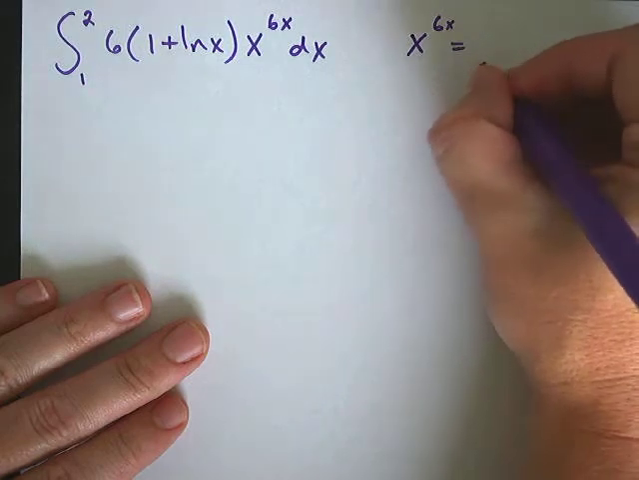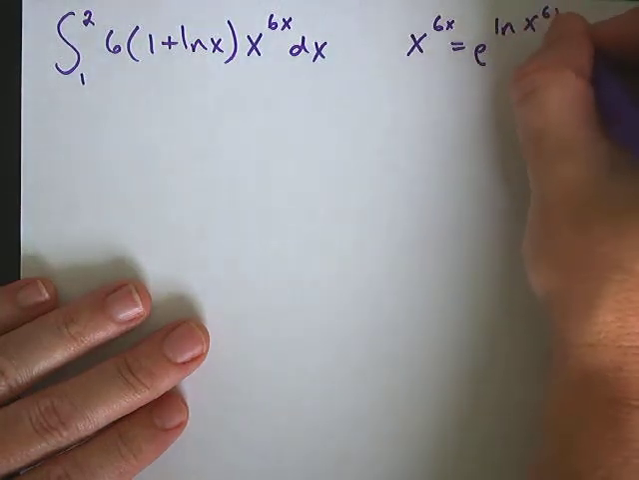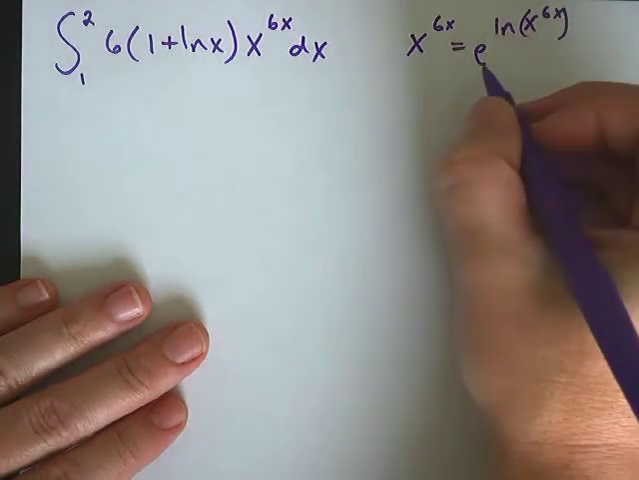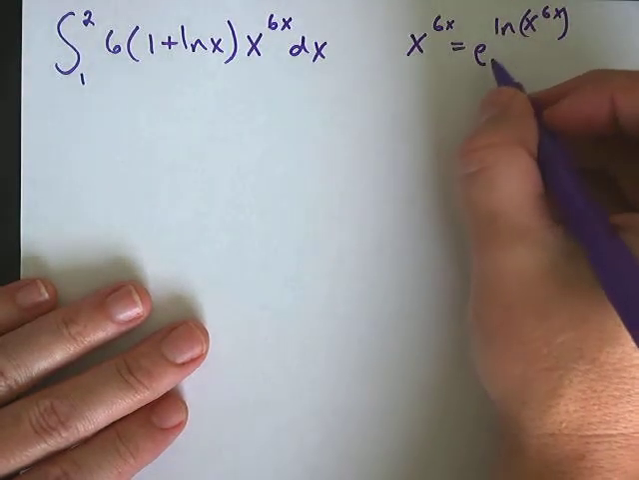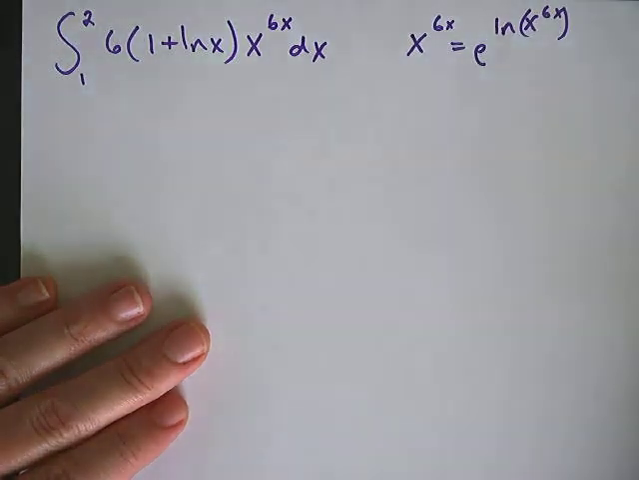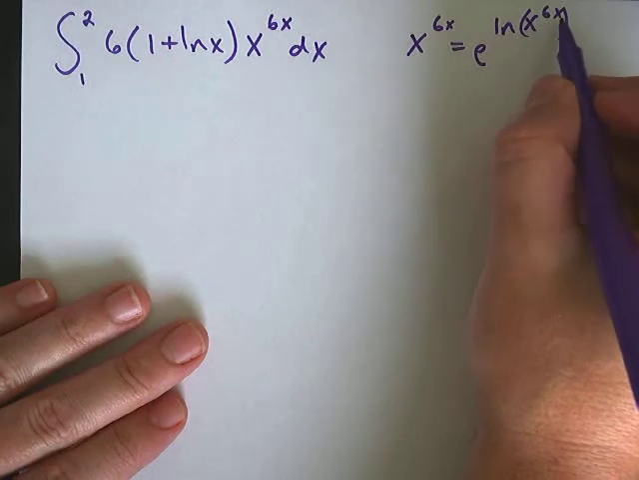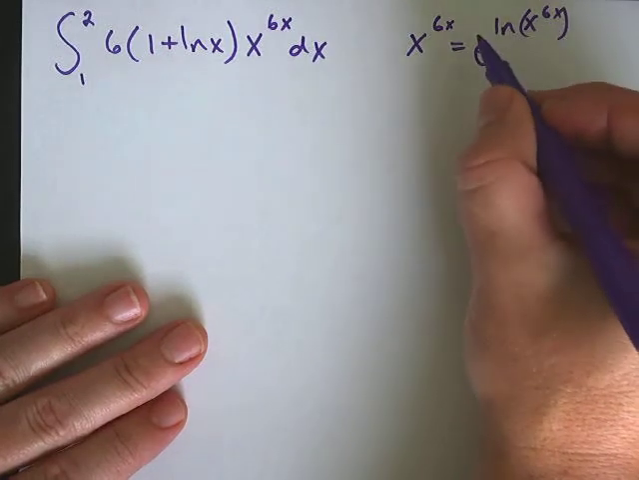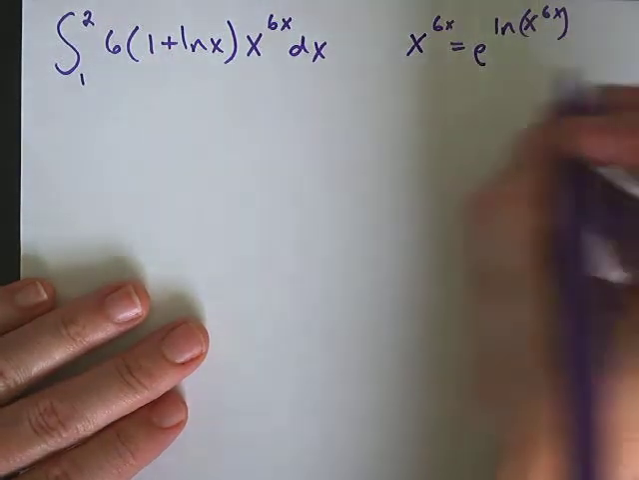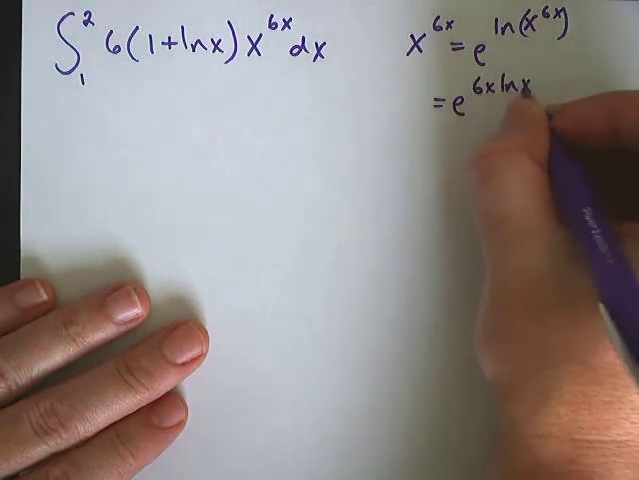I'm going to say that is e to the ln of x to the 6x. Now, that's a special property of the natural logarithm and the natural exponential function: when you put them together, they cancel out. So we're working that backwards there. And it gives us the ability to take this exponent 6x and move it down in front of the ln. So this becomes e to the 6x ln x.